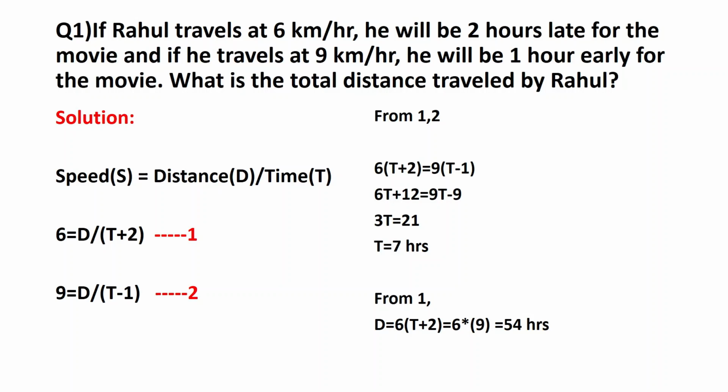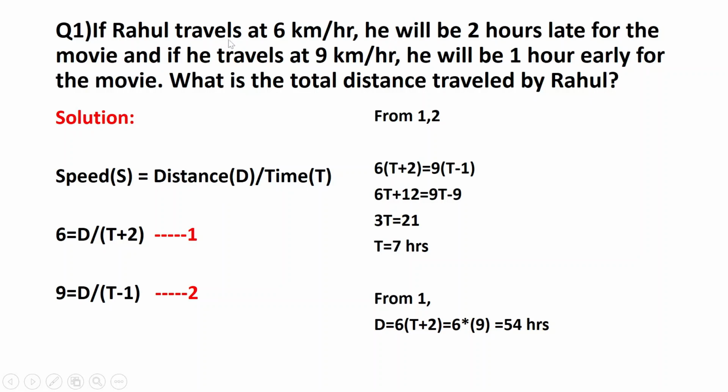Firstly, you need to know the basic formula in speed, distance and time, where speed S is equal to distance D upon time T. So your speed is equal to distance by time, where speed is S, distance is D, time is T. That is S = D/T.